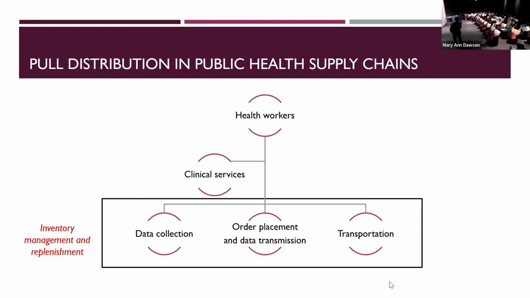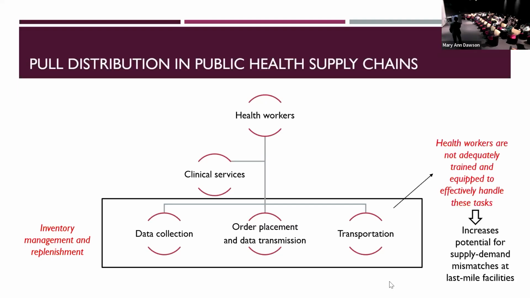Okay, so where does this fall apart? The reason it falls apart is because health workers are not trained to do inventory management tasks, right? They receive some basic training, and then they are tasked with managing this entire supply chain. And this is where they are not equipped to actually do these tasks. Because of that, it increases the potential for supply-demand mismatches at the last mile facilities. Okay, so this is the crux of the problem.